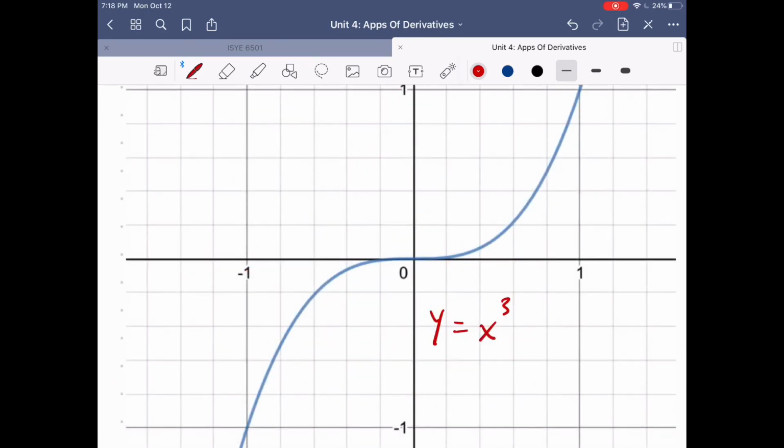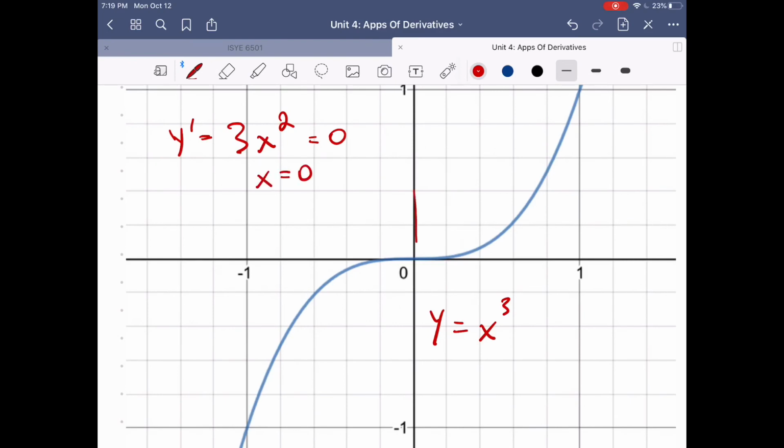So there's one other situation that we haven't discussed yet. What happens if you have a horizontal tangent, but the signs do not change on either side of that horizontal tangent? So let's take y equals x cubed, for example. If I take the derivative of y equals x cubed, that would give me 3x squared. So if I set that equal to 0 to find the critical point, that means that x equals 0 is a critical point.